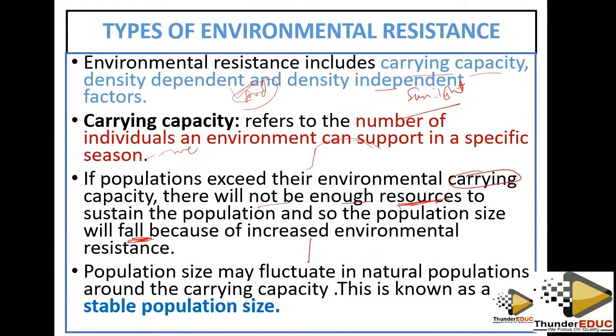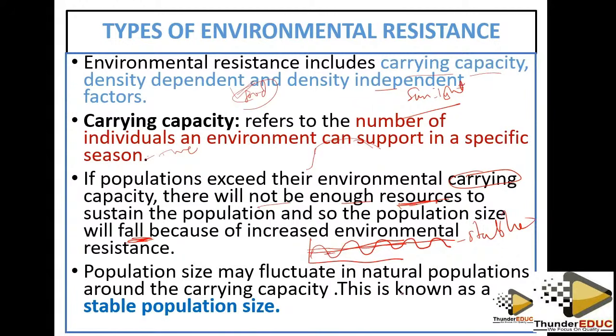All right, look at this. If this is the carrying capacity, and then you exceed the carrying capacity, automatically when you exceed it, it's going to go down again. When it goes down, then the resources become available again. Then you exceed, you go down again, like this. So the population keeps on going like that. Because if I draw a line passing through the center, it is a straight line, it means that this thing is stable. So that's why they're saying that population size may fluctuate in natural populations around the carrying capacity.